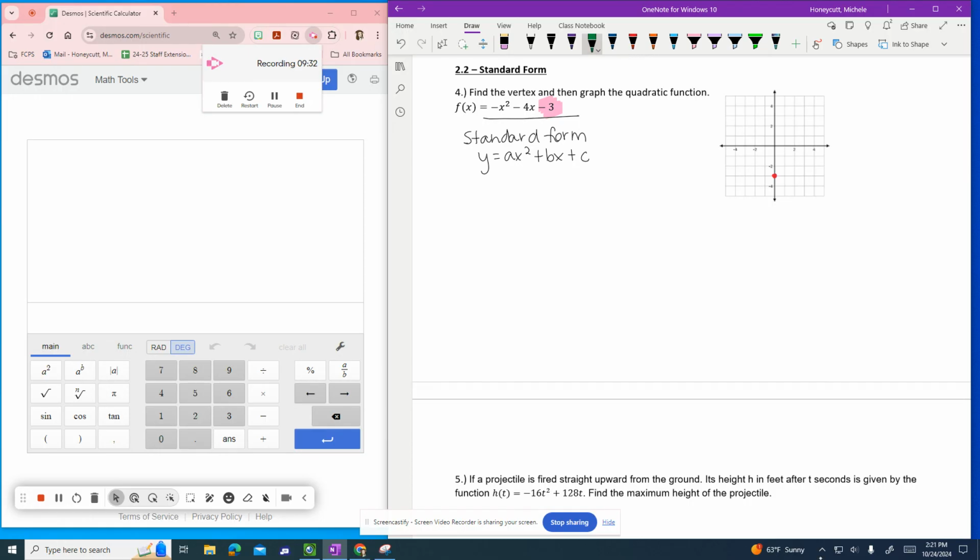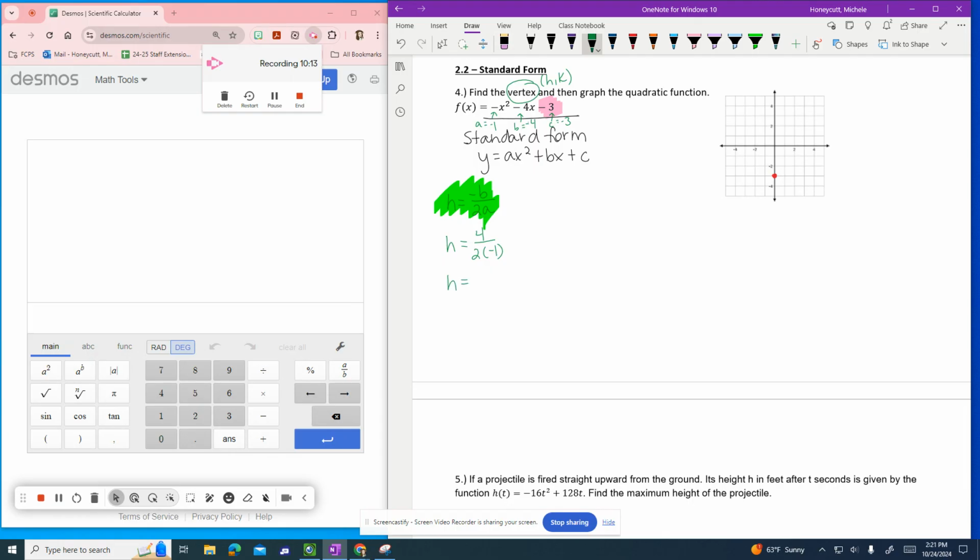I also need to find the vertex. So when the equation is in standard form, you can find the vertex, which is in the form (h, k). We can find the vertex with the formula h equals the opposite of b divided by 2a. This is a formula you want to have memorized for the test. So h equals the opposite of b, which would be positive 4, over 2, and a is negative 1. And I get a from that coefficient. So a would be negative 1, b is negative 4, and c is negative 3.